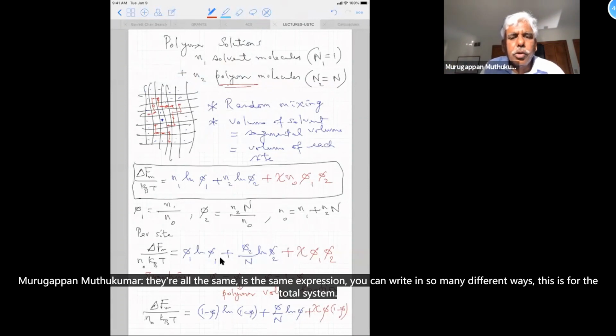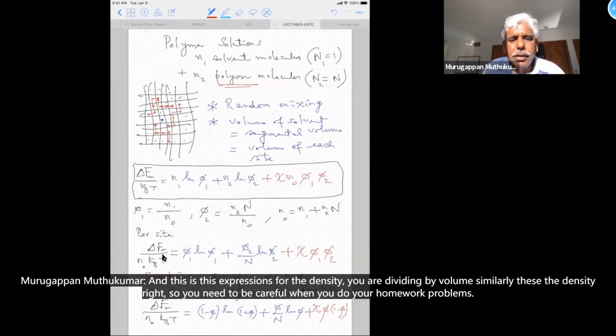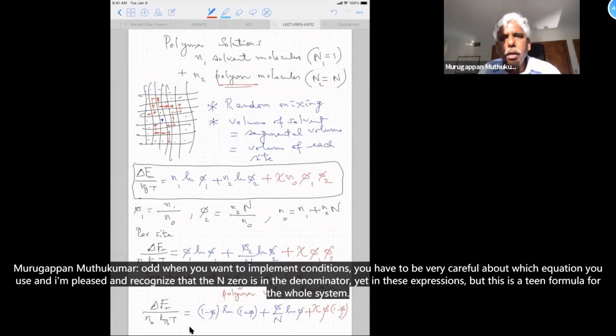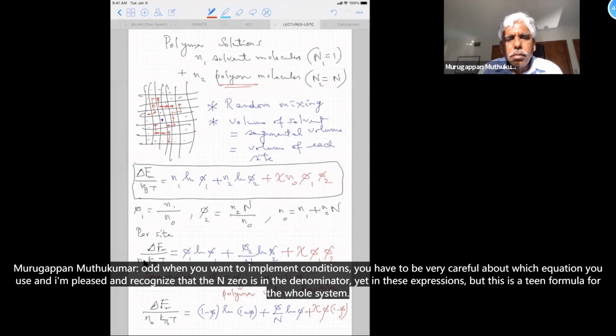This is the same expression. You can write it in so many different ways. This is for the total system, and this expression is the density. You are dividing by volume. Similarly, this is the density, right? So you need to be careful when you do your homework problems, or when you want to implement conditions. You have to be very careful about which equation you use. Please recognize that N0 is in the denominator here in these expressions. But this is a clean formula for the whole system.